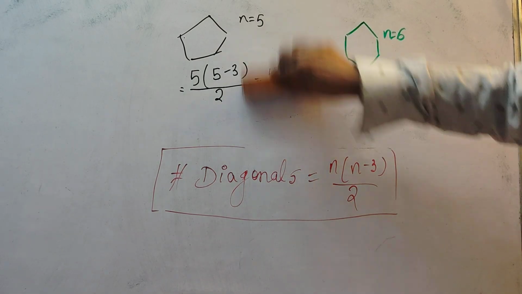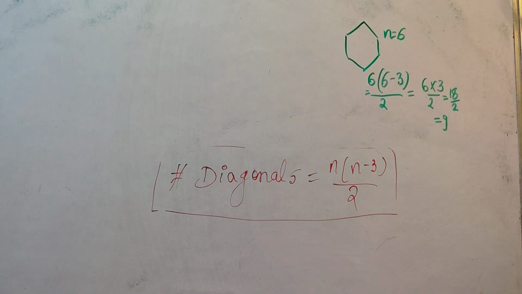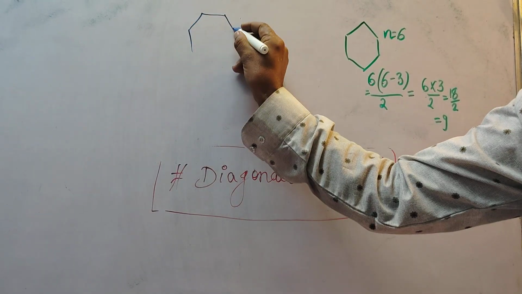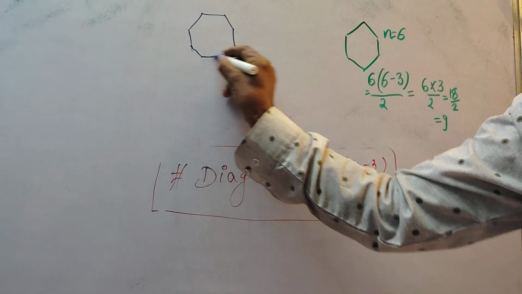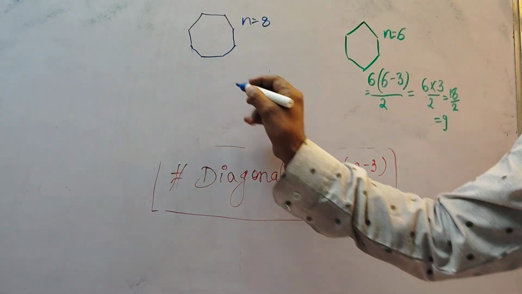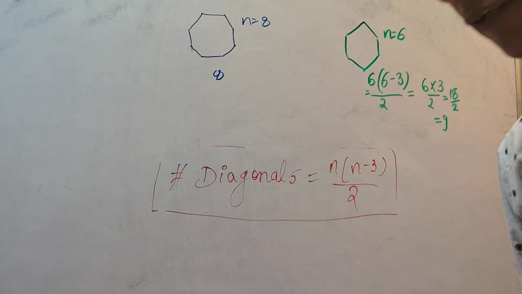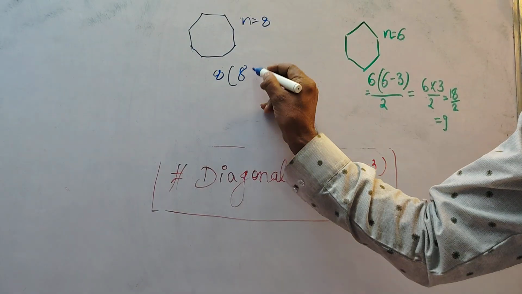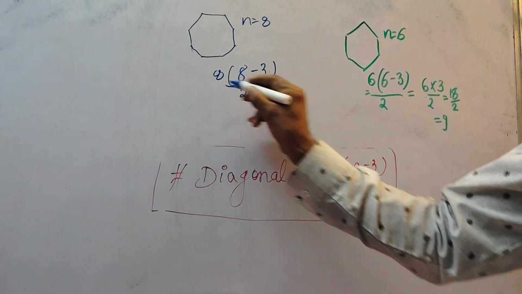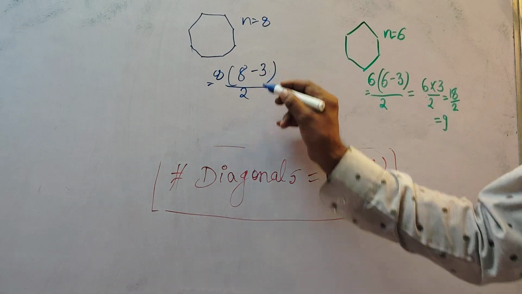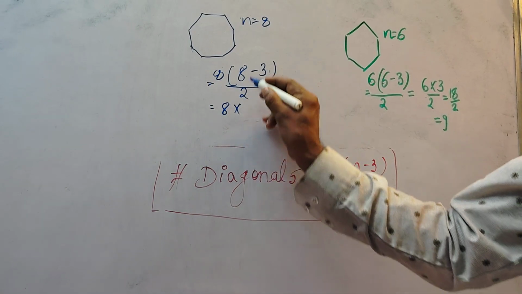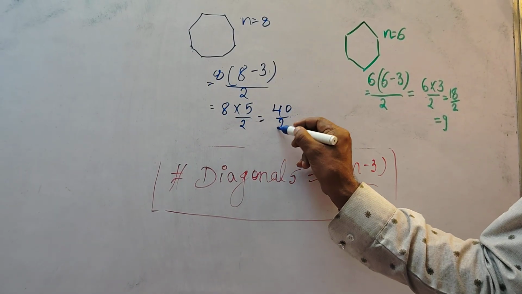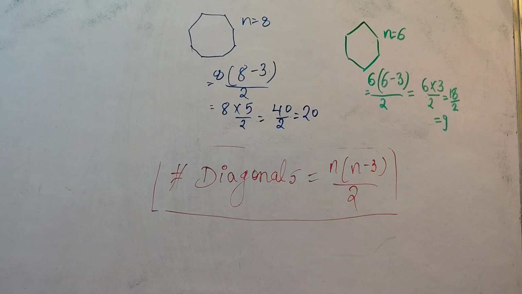Similarly, the last one we have is the octagon. So we can check with the octagon's answer also. So n here is 8 in that case. So 8 times 8 minus 3 over 2. This is the number of diagonals formula. So first we solve the bracket. 8 minus 3 is 5 over 2. So 8 times 5 is 40. 40 over 2 is 20. So 20 diagonals we obtained in the octagon.